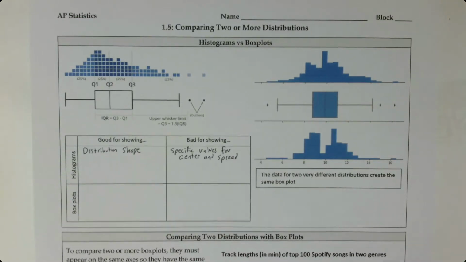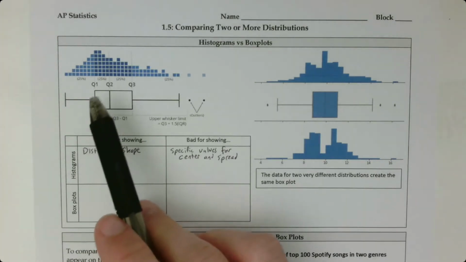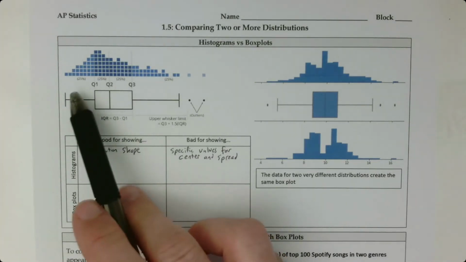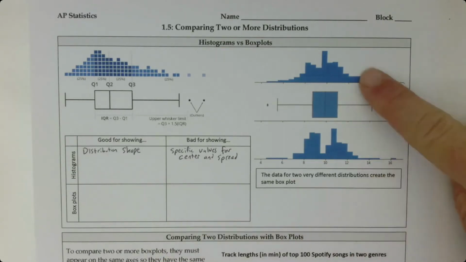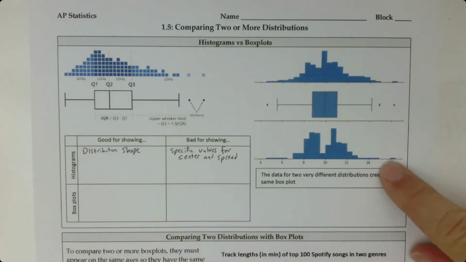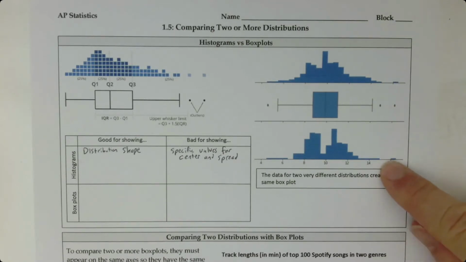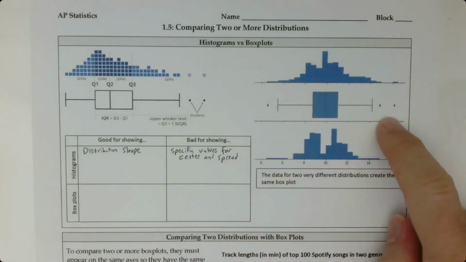So what's great about histogram views of distributions is they really show you clearly the overall shape of the distribution. What they're not so good at is giving you specific values about the center and spread that would let you easily compare to other distributions. So for example, here we have two different histograms representing different data sets. They both produce the exact same box plot.